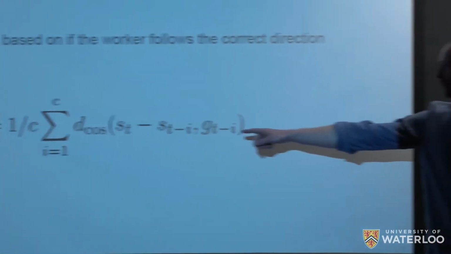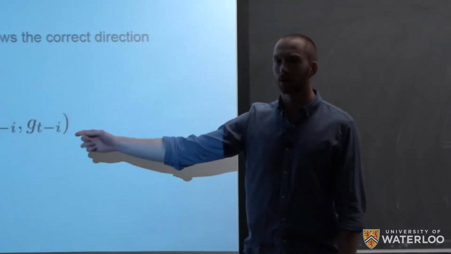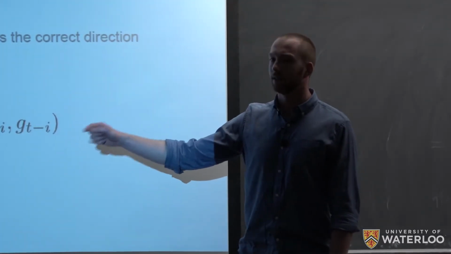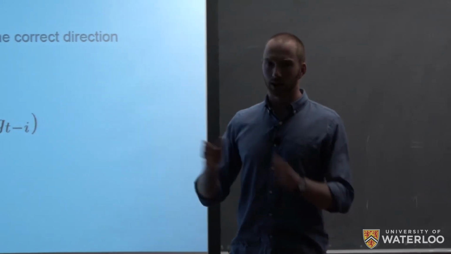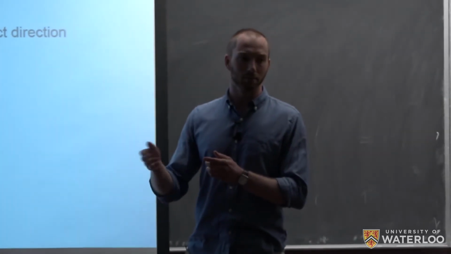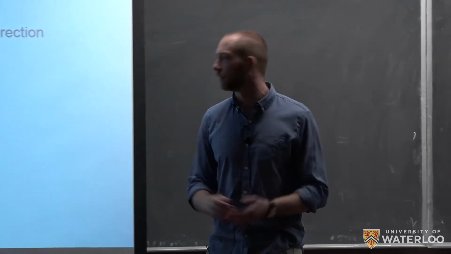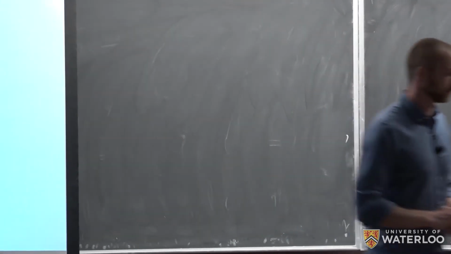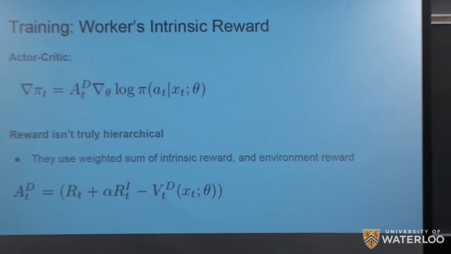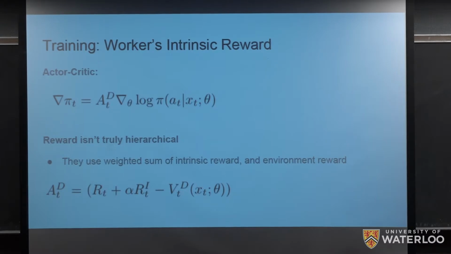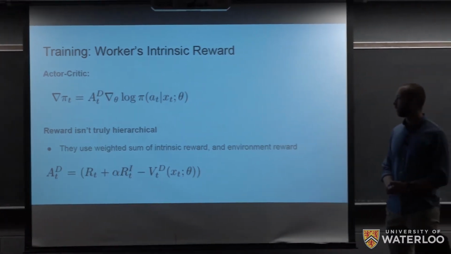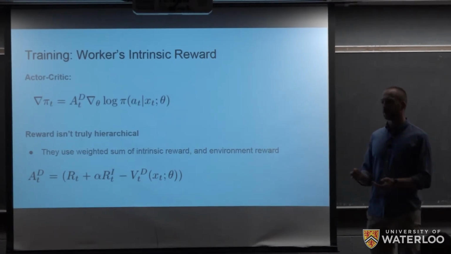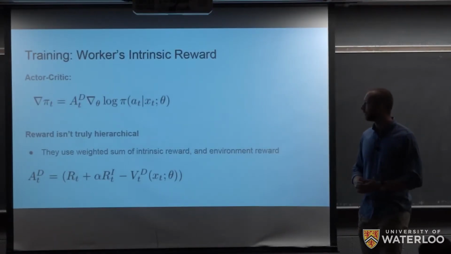In this case, we want to take the reward as how the agent is going in the right direction. So if the agent is going in the same direction specified by the manager, the reward will be high. And if not, it will be low. Training the worker is also done using an actor-critic, a more standard actor-critic, I should say, because in this case we actually do have a normal kind of reward. It just happens to be in the form of the distance rather than from the environment.